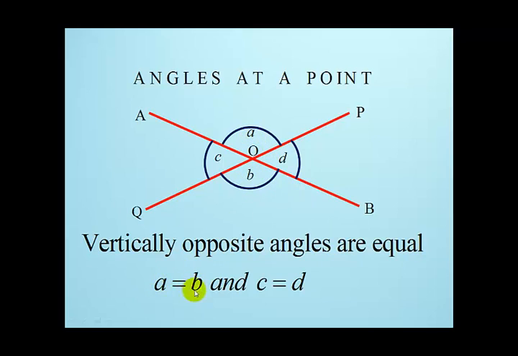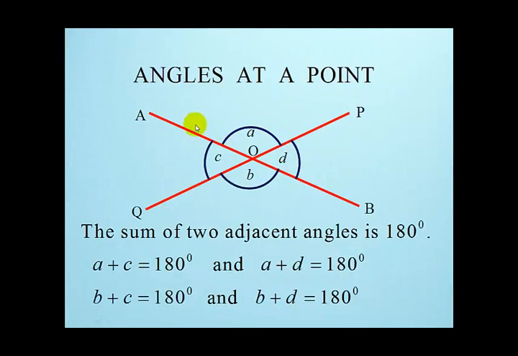A equals B. Now also, because AB and QP are straight lines intersecting at the point O, C and D are opposite angles, as you can see, and therefore C equals D. C equals D because they are opposite angles.